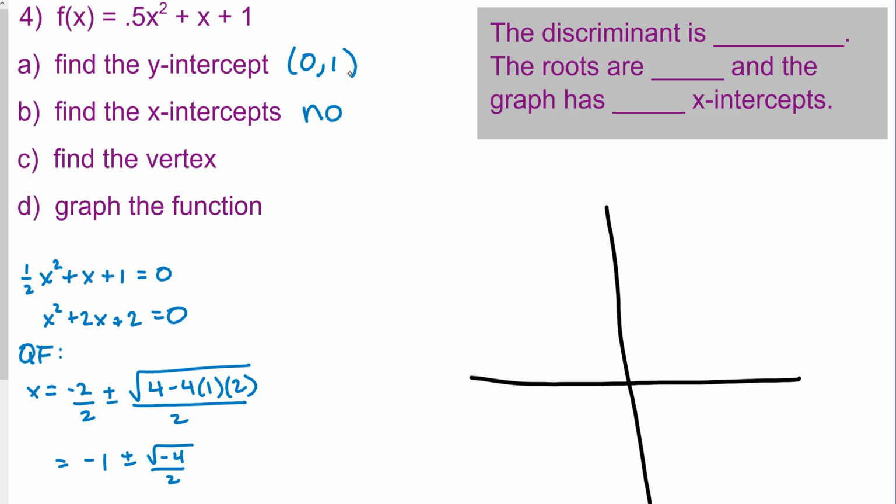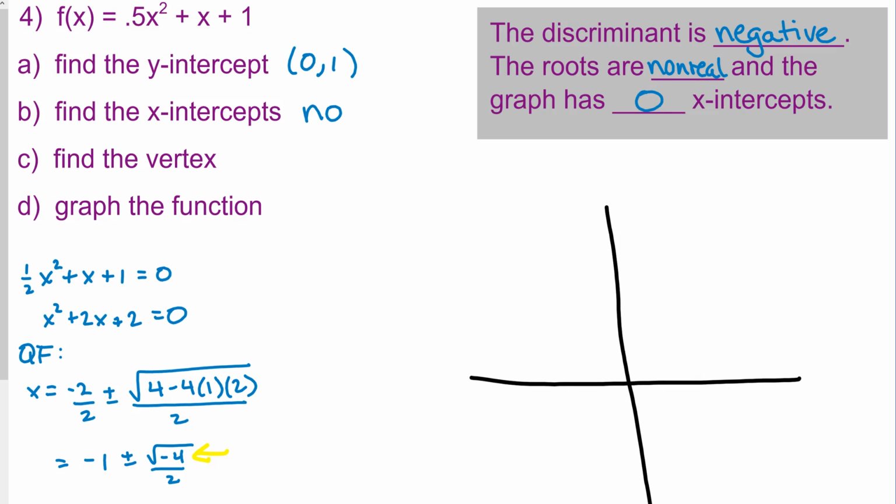There were roots, but the roots were not real. The discriminant is what? The discriminant is negative. That's what led us to having the non-real numbers. The roots are non-real. You could say complex, but complex is not specific enough. You can say imaginary if you want to. The graph has 0 x-intercepts.